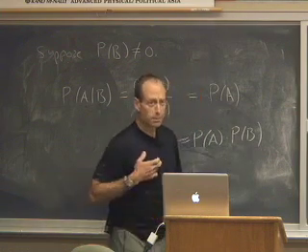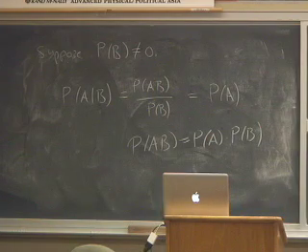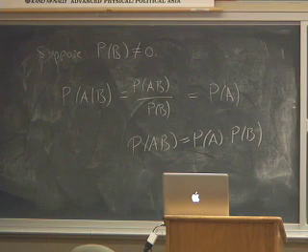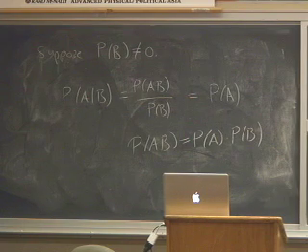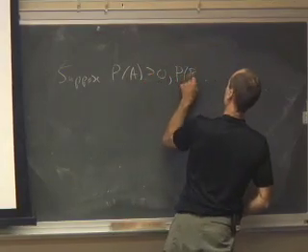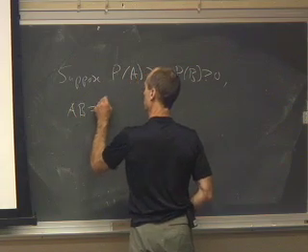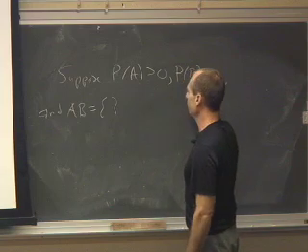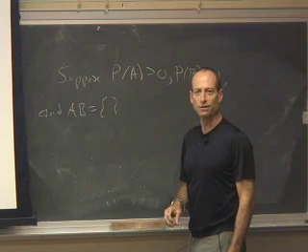All right, let's suppose that P of A is bigger than 0 and P of B is bigger than 0, and that A and B are mutually exclusive. Okay, so P of A is bigger than 0, P of B is bigger than 0, and A and B are mutually exclusive. Can A and B be independent?